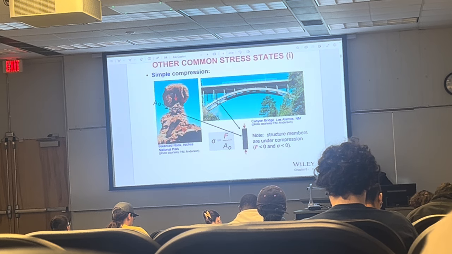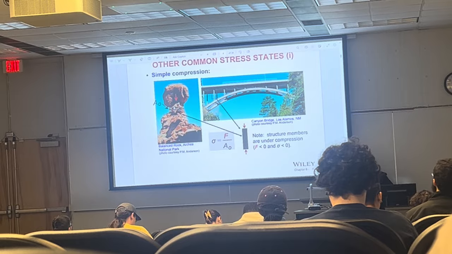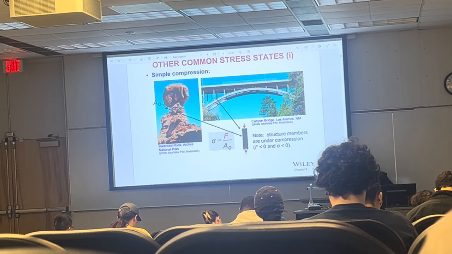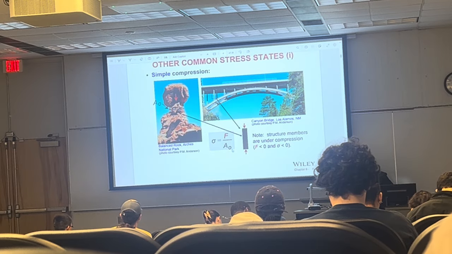Compression is another type of loading. If anybody has been in Arizona, they have things like that. Compression is opposite of tension. Also, normal stress, sigma is equal to F divided by A0. This portion of the bridge is also under compression.